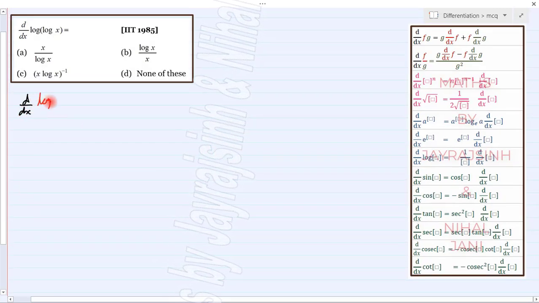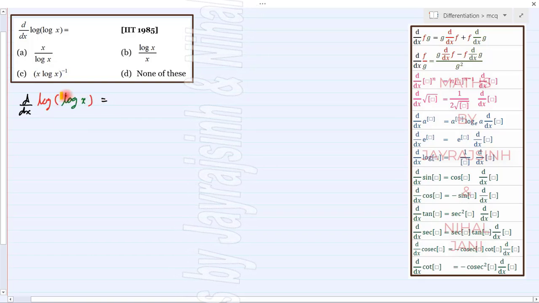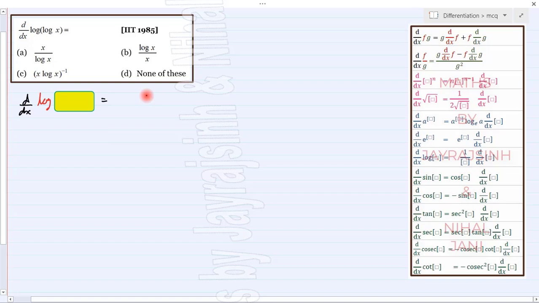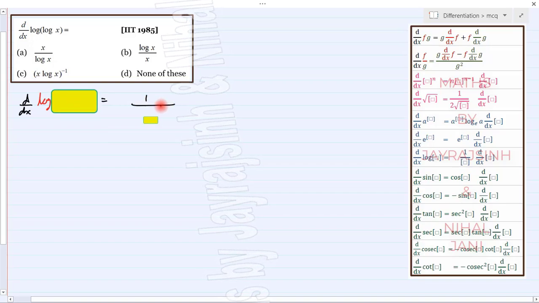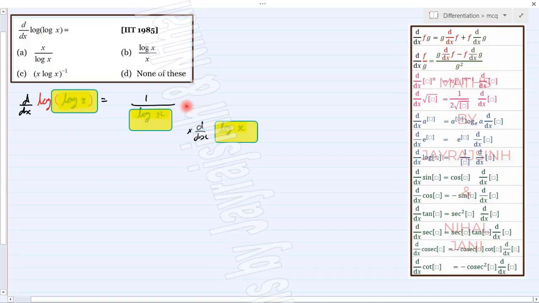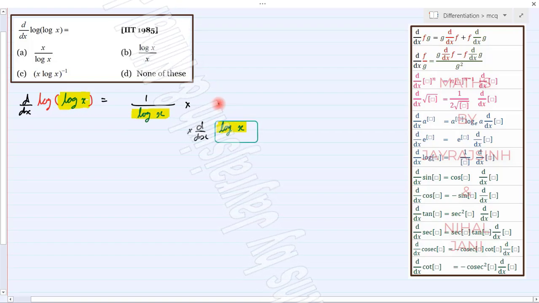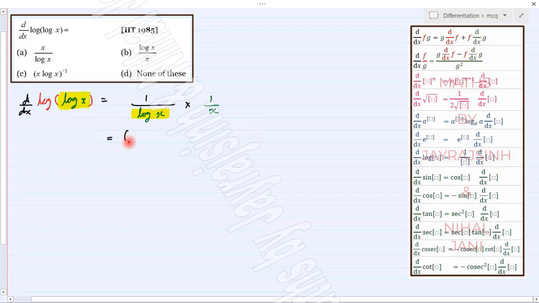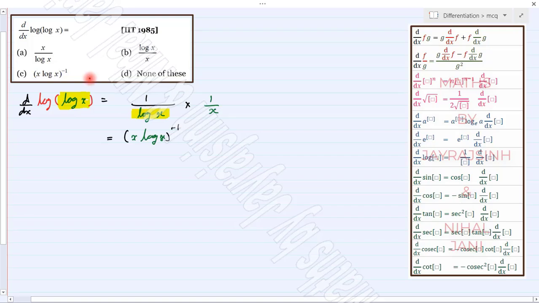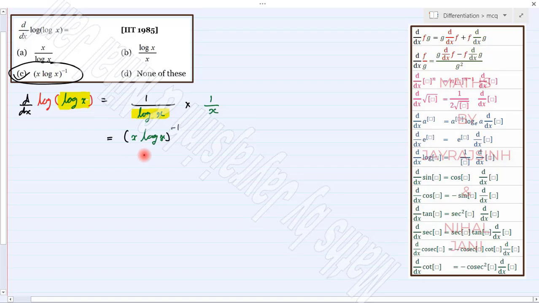Here we have to differentiate log log x. So to differentiate it, the inner function is log x. So let's consider a box around the inner function. Differentiation of log box is simply 1 upon box into differentiation of box. Within the box we have log x, so we have to multiply differentiation of log x, which is 1 by x, which can be rewritten as x log x whole raised to minus 1. So option C is your final answer. Ta-da!